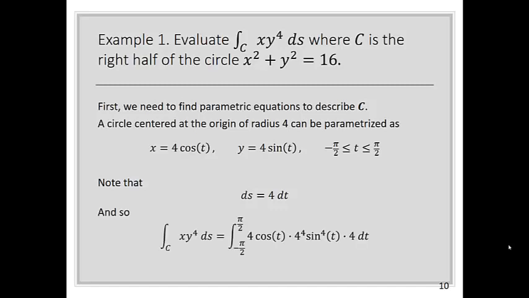And so our integral over the curve of x y to the fourth will be the integral from negative pi over 2 to positive pi over 2. We replace x with 4 cosine t. We replace y to the fourth with 4 to the fourth sine to the fourth. And then ds we found to be 4 dt. Great. I'm going to go to a new slide so we have some room to compute the integral.